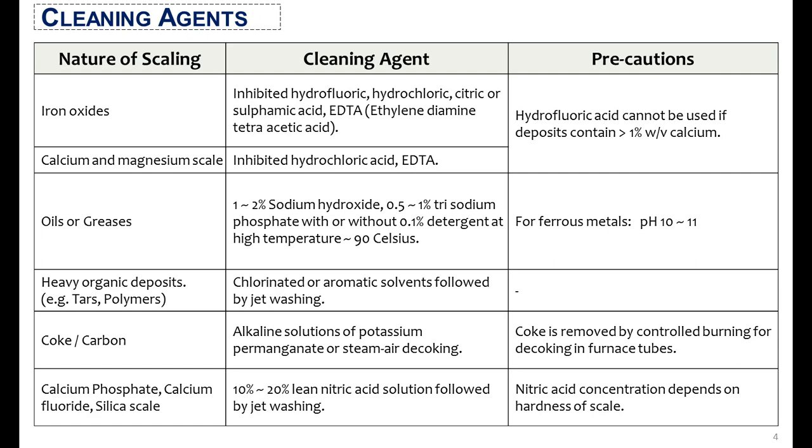Similarly, for calcium phosphate, calcium fluoride or silica scale, a 10 to 20% lean nitric acid solution with jet washing is used, and the concentration of nitric acid is selected as per the hardness of the scale inside the heat exchangers.